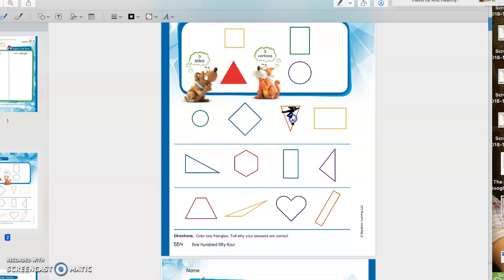You can use a crayon, marker. Don't use a marker because it will mark up your book. Use a crayon or a pencil. Okay? So there you go. There's your triangle over here. What about this one? Does it have 3 vertices? Yep. Does it have 3 sides? 1, 2, 3. Yep. That makes it a triangle. So you're going to shade this one in. Okay, so you're going to continue on this page, shading in only triangles.